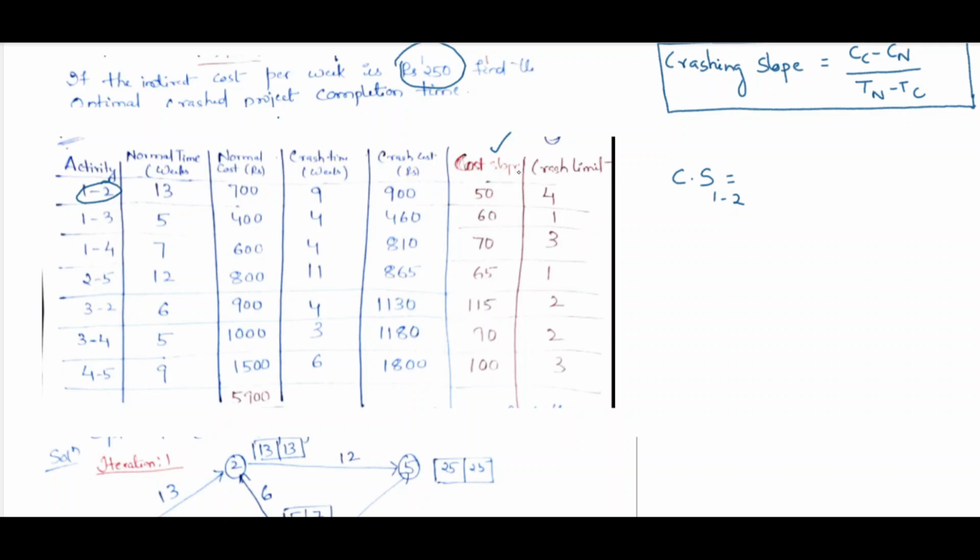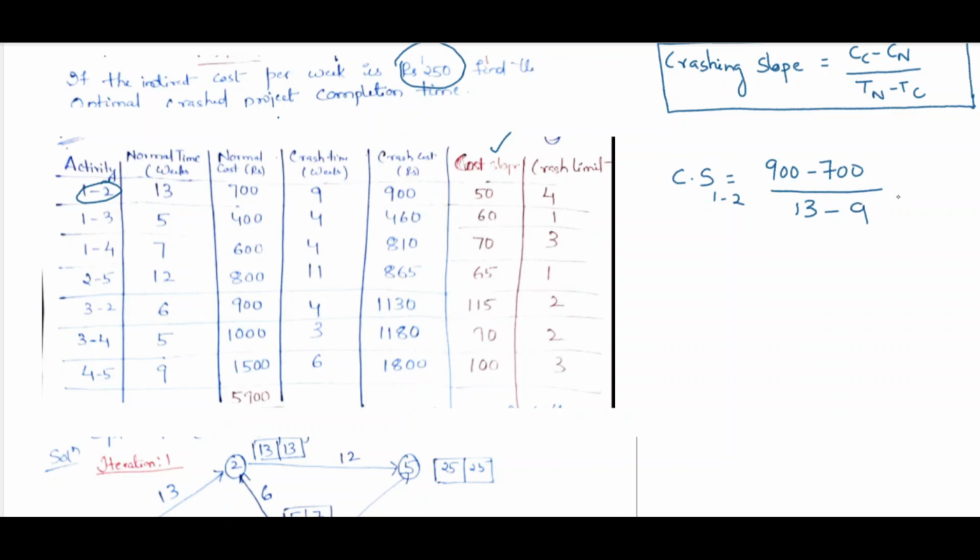It is our 900. 900 minus 700, divided by normal time minus crash time. Normal time is 13 weeks, and crash time is 9 weeks.